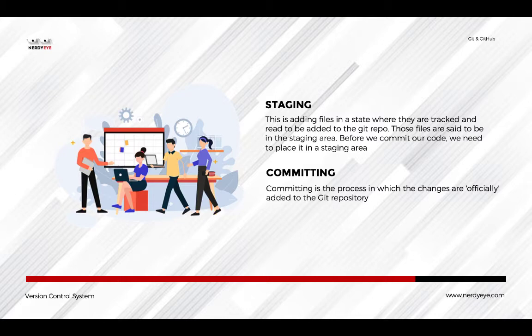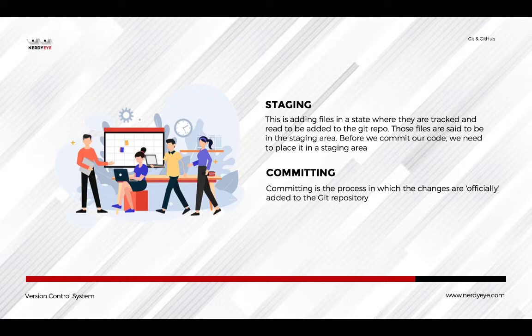Now what is committing? Committing is the process in which the changes are officially added to the Git repository. It's just like you saving your document. Each time you make a change, you want to add it to this staging area so that once you commit, you'll be able to save that particular file. So committing is like saving it, while staging is like preparing it to be saved.